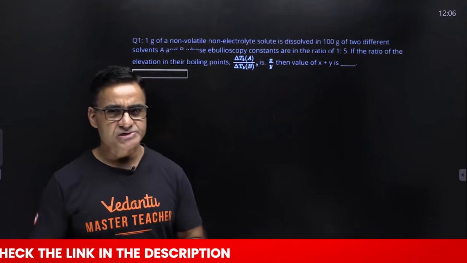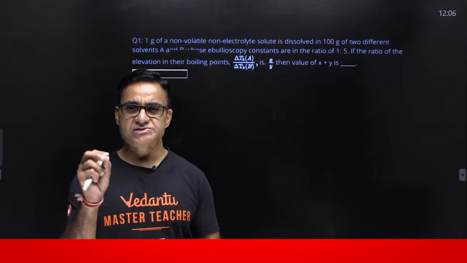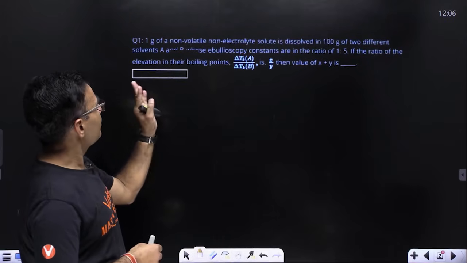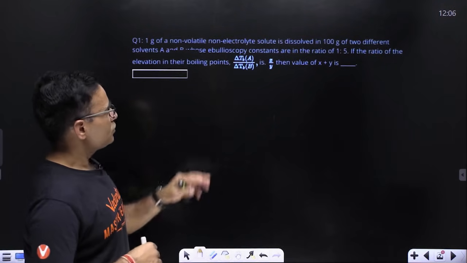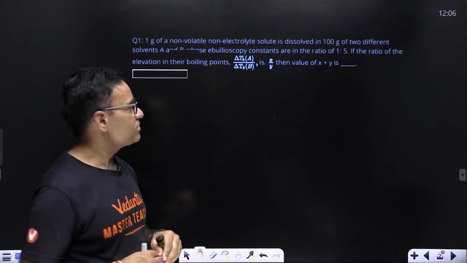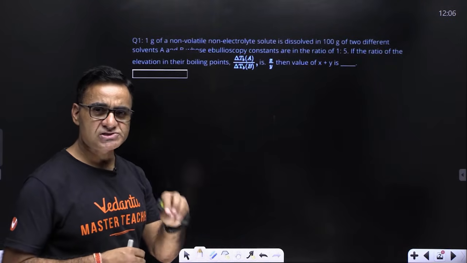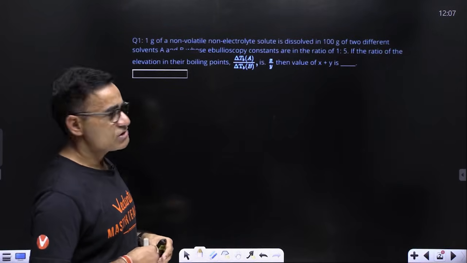This question is based on the colligative properties of dilute solutions, in which we are going to apply the concept of elevation in boiling point. We are given 1 gram of non-volatile solute dissolved in two different solvents. In both, the mass of the solvent is 100 grams. We need to calculate the ratio of elevation in boiling point of the two different solutions, where the ratio of ebullioscopic constants is given.